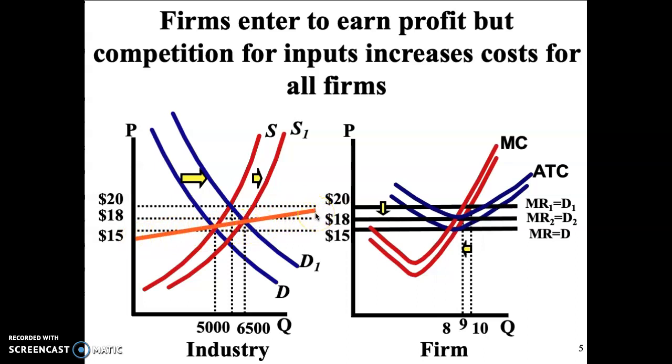And again, the constant cost industry is the standard model that you learned first and that we've been working with the most. And in the standard model, a constant cost industry has a flat and level long run industry supply curve.